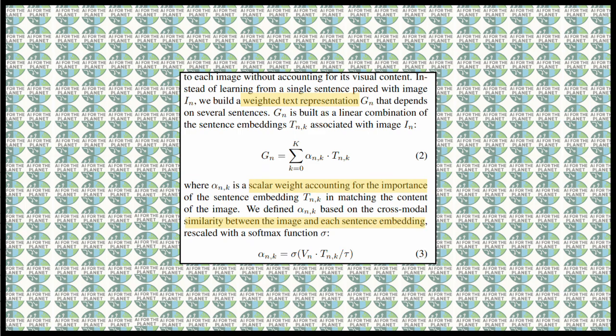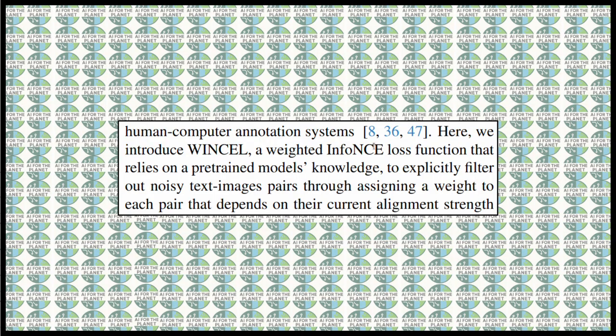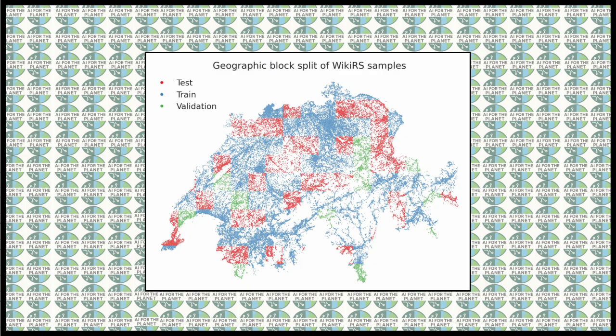This is a form of bootstrapping that is possible because these models have already been pre-trained on other text-image pairs, and it allows the model to basically ignore sentences that are obviously not good descriptions of the image. The authors call this form of training WINSL because it is a weighted version of the standard InfoNCE loss function. With this learning procedure in place, the authors train their model on the regions in blue and hold out the remaining regions for validation and testing.